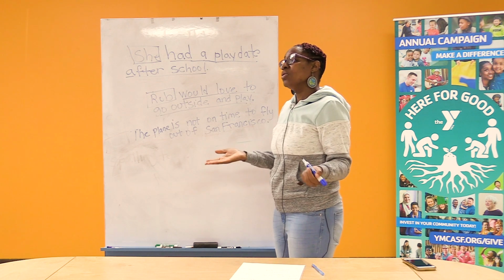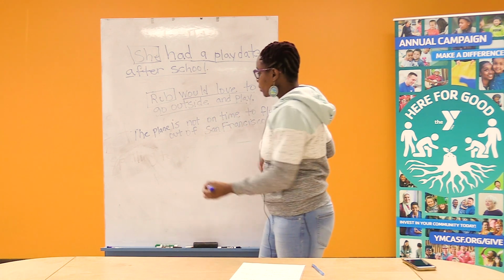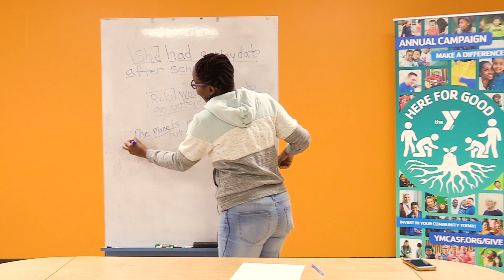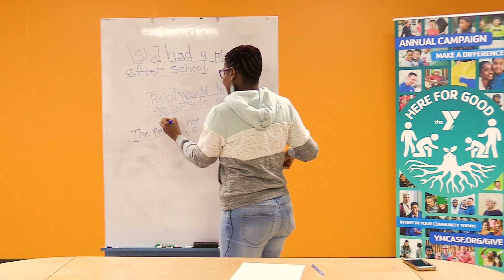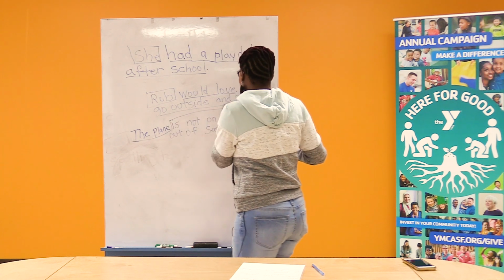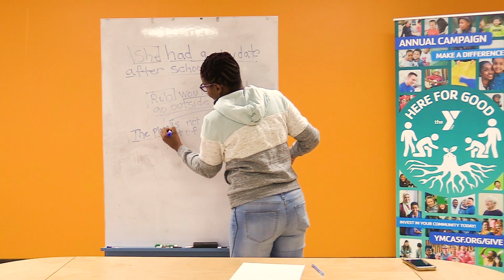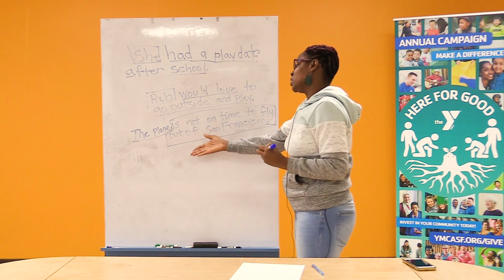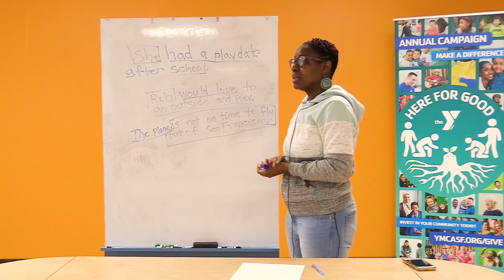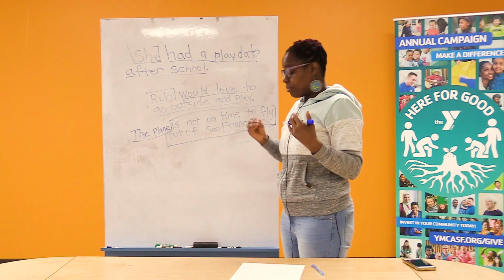So once again, the sentence is complete. The thought is complete. The plane is the subject and is not on time to fly out of San Francisco today is our predicate. So those are subjects and predicates.